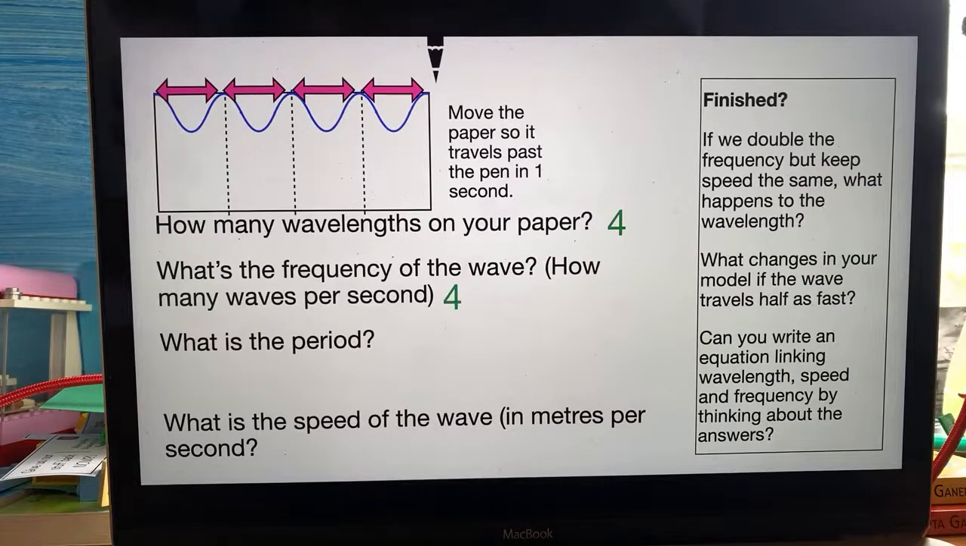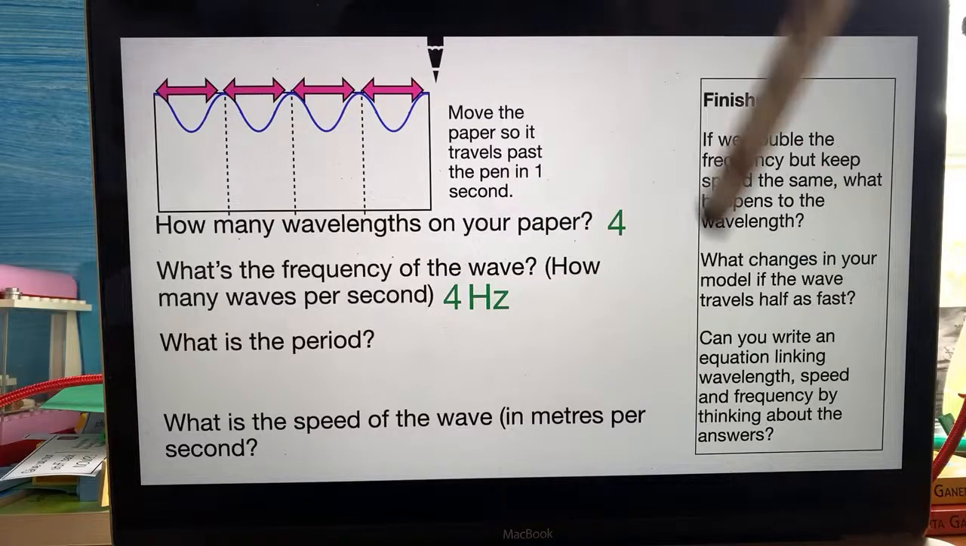The frequency of the wave is 4, but why is that wrong? What have I done there? The frequency of that wave is 4. What have I done wrong? I haven't put a unit on, have I? So it means nothing. It could be 4 microhertz or millihertz or megahertz. So the frequency of the wave is 4 hertz. Right, I'll give you another minute just in case you're attempting the finished questions.